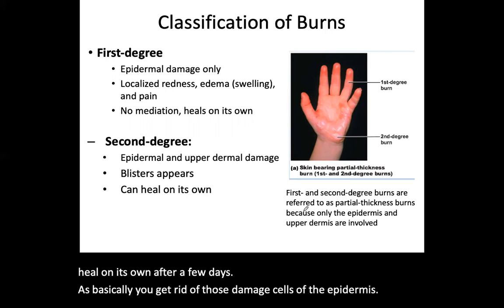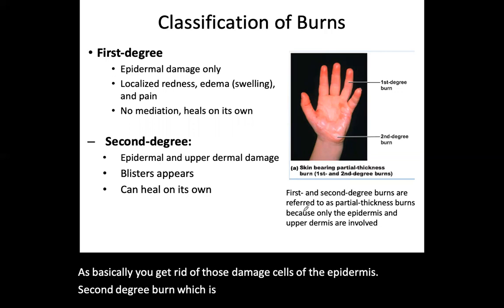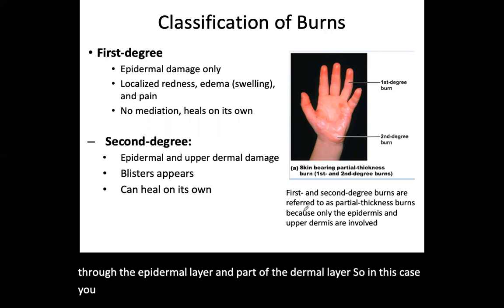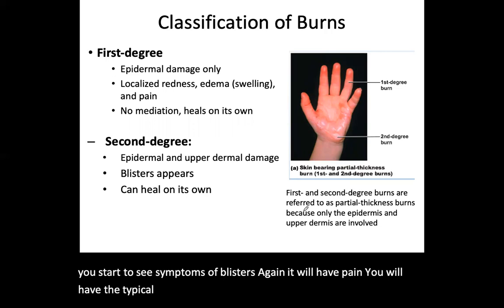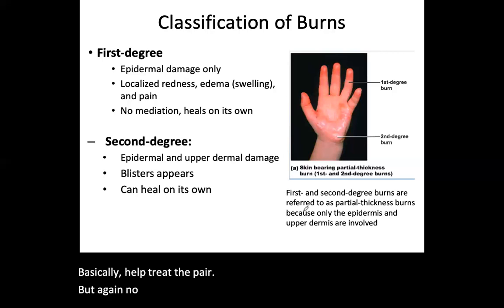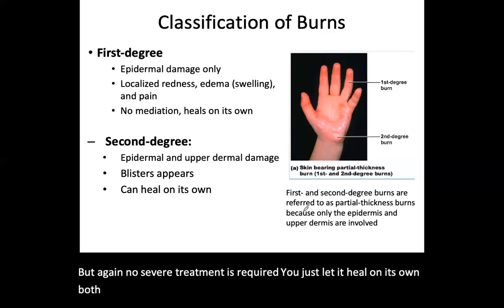Second degree burn, which is where you start to burn completely through the epidermal layer and part of the dermal layer. So in this case, you start to see symptoms of blisters. Again, it will have pain. You will have the typical blisters. You do need to use burn creams to help treat the burn, but again, no severe treatment is required. You just let it heal on its own. Both the first and second degree burns are identified as partial thickness burns, FYI.